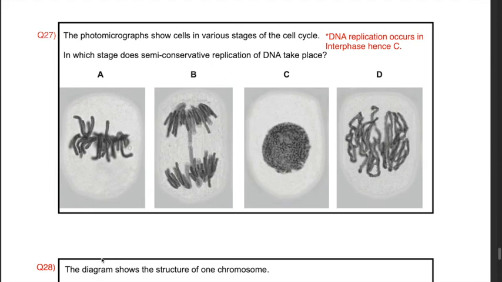Therefore, A, B and D represent stages of mitosis, not interphase, leaving us with the only possible answer being C. C represents a photomicrograph of a cell in interphase, and yes, DNA replication does occur in interphase. Hence, the answer is C.